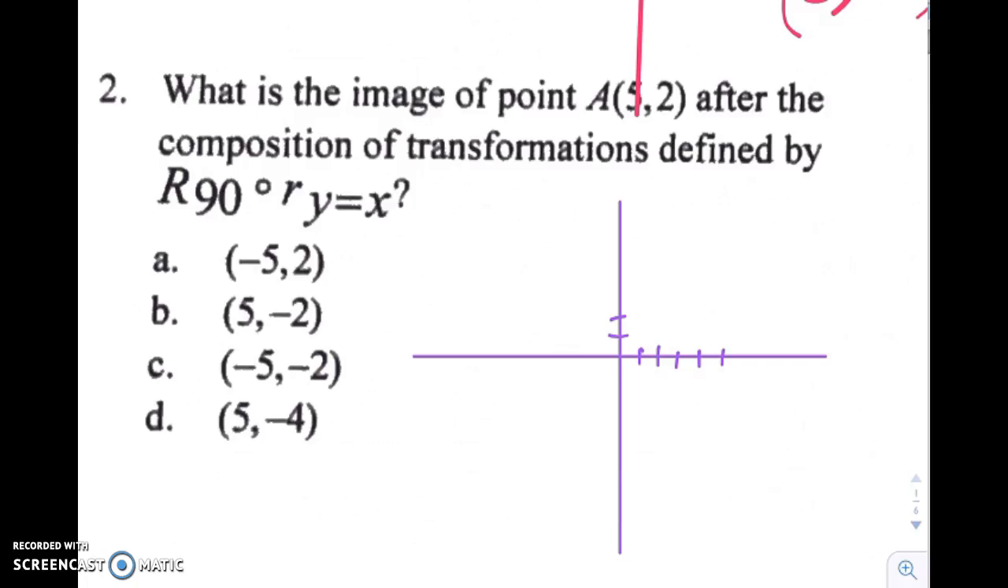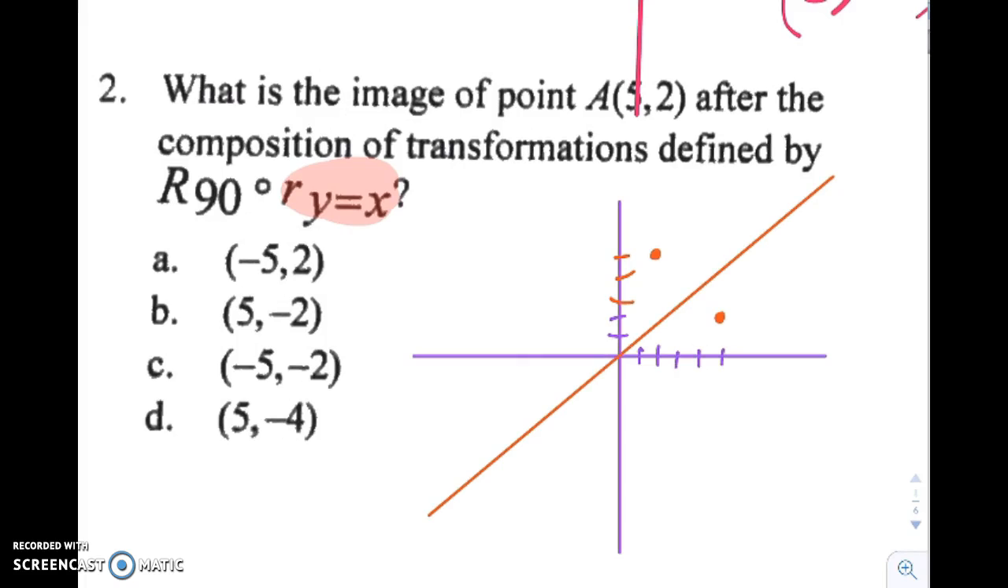All right, let's take a look at number 2. Remember, the first thing you do is the second thing listed. The line y equals x is really a diagonal line that looks like that. But it can even be easier than that. If you take the point (5, 2) and you reflect it in the line y equals x, you just switch the digits and make it (2, 5). So it ends up there.